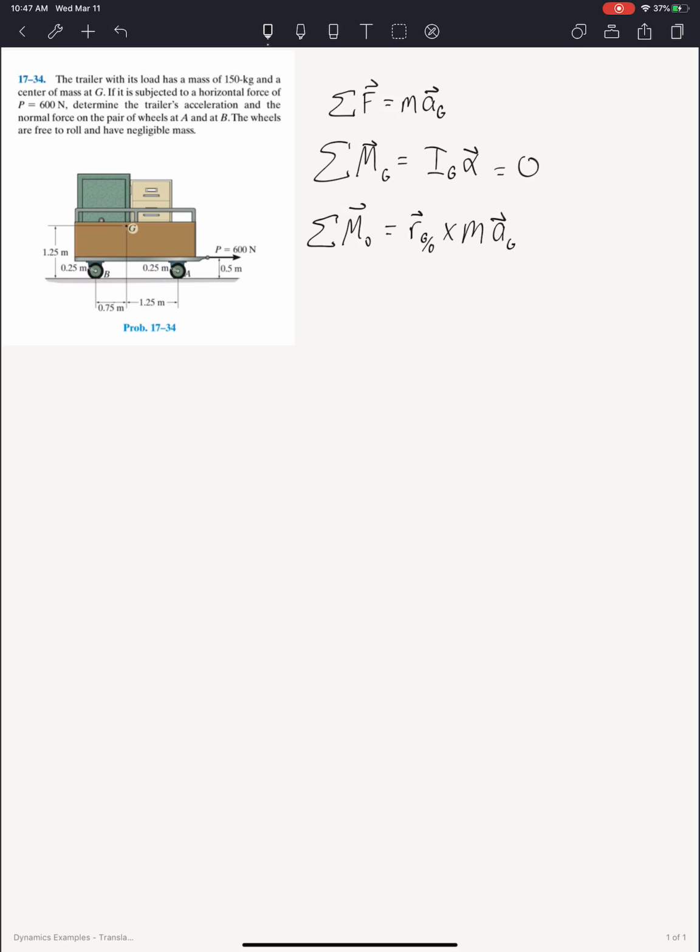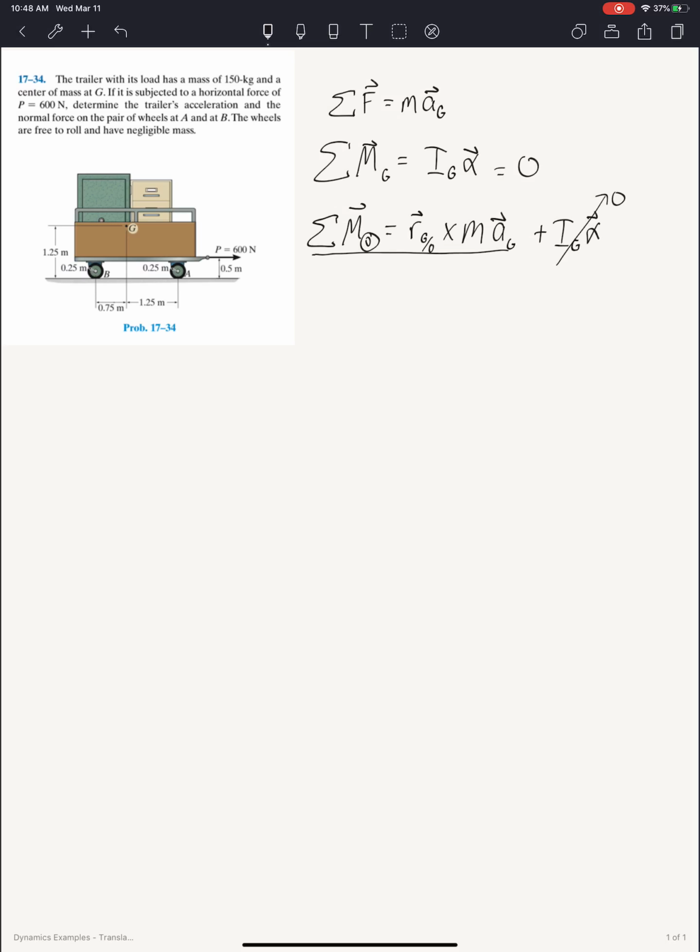I should probably say this has a plus I_G alpha, but since alpha is 0, we don't need to consider it. The reason I'm likely going to use this equation is it's more convenient. I can sum the moments wherever I want to. And I find that valuable because this problem is going to have known forces and unknown forces. And, well, let's work through it, and I'll talk about it as we get there.